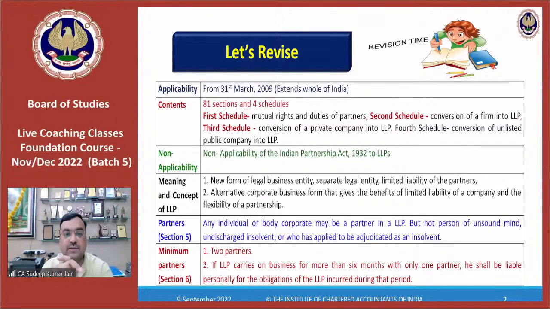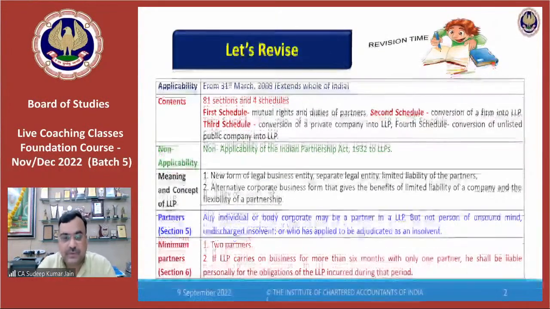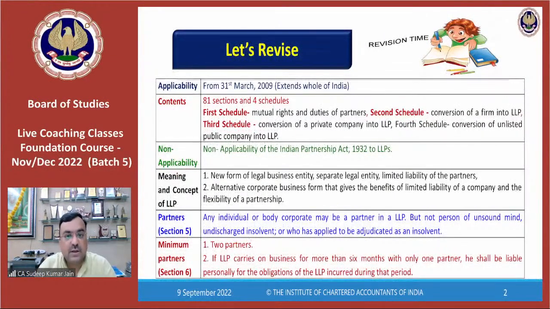First schedule regarding the mutual rights and duties of partners, and second schedule is for conversion of firm into LLP. Third schedule for conversion of private company into LLP. Fourth schedule is for conversion of unlisted public company into LLP. These schedules give the procedure for conversion. Provisions of Partnership Act 1932 will not be applicable to LLP.